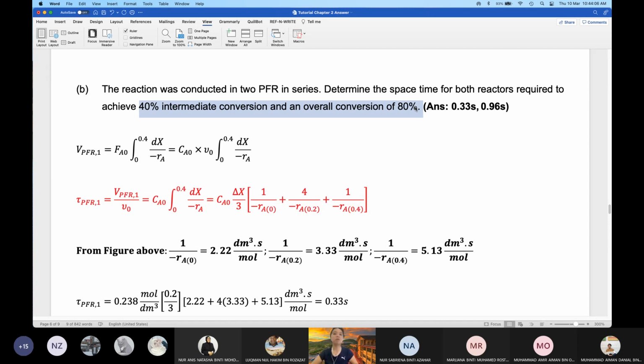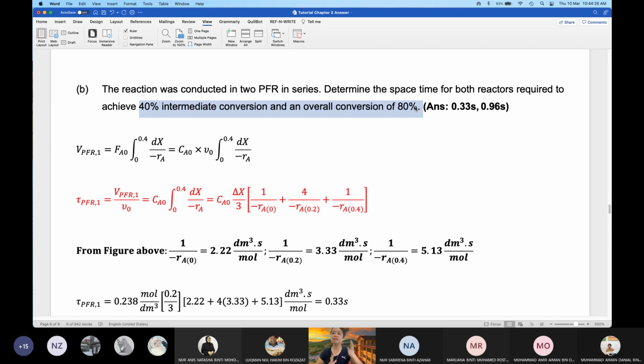And now it does not ask us to find the volume, it does not ask us to find FA0. It asks us to find the space-time. Space-time, you already learned yesterday. I already taught space-time, but I did not teach space-time in the form of design reactor volume. But this question involves both. So, how do we do it?